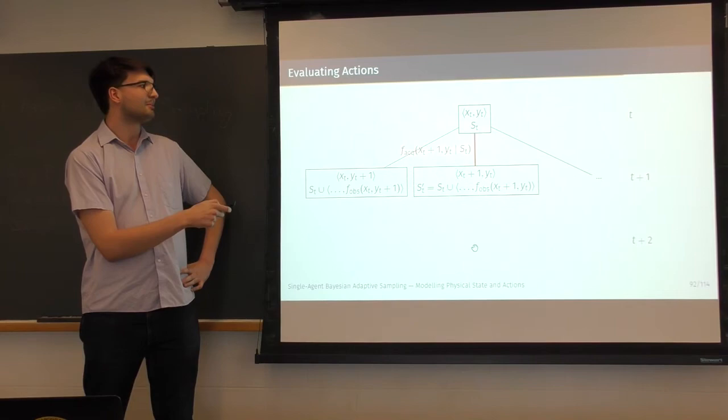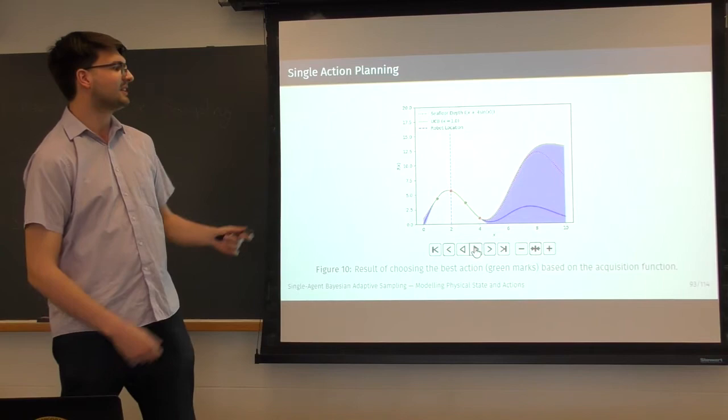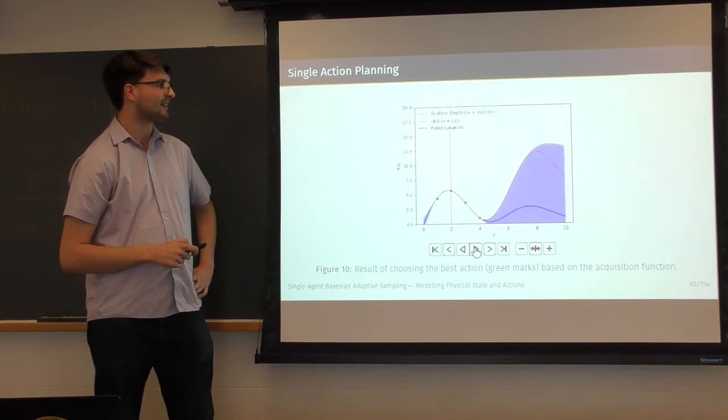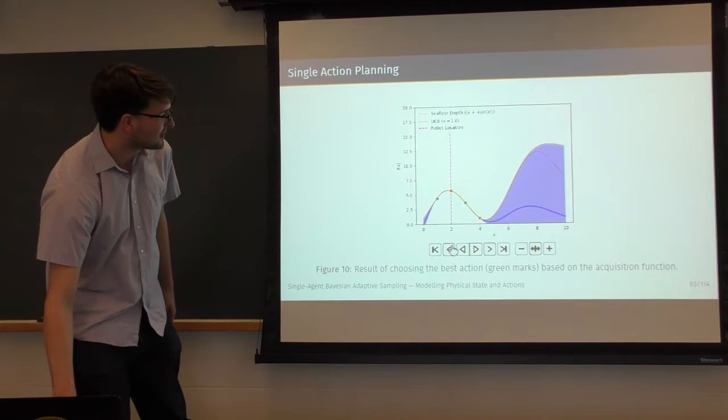And if you take this approach, it looks like this. We're assuming the robot starts in this location and it can decide to move either left or right by one unit. So it's going to look at the acquisition function, which is this yellow line. If you have trouble seeing, it's the top of the purple region. And it's going to move to wherever it's maximized. Okay, here we go. This is better. So here's the first green mark, and there's the second green mark.